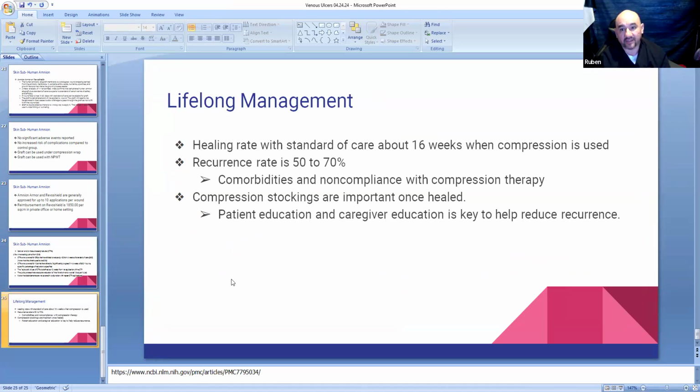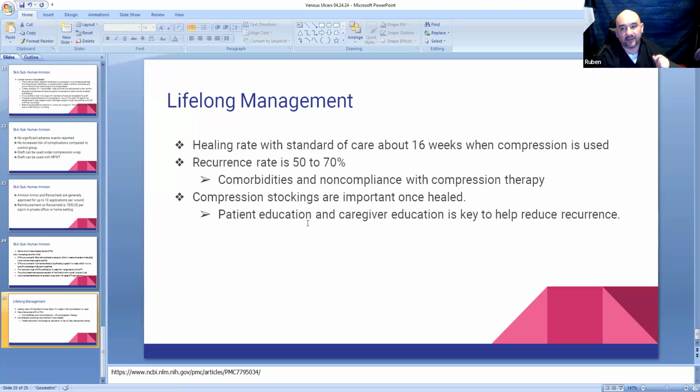it takes about 16 weeks when compression is used. I know it takes about 30-something weeks when there's nothing used, like no compression. So it takes twice as long for sure. But the recurrence rate is 50 to 70%. And a lot of times it's their comorbidities, the obesity, the lack of exercise, poor nutrition. They're not doing what they need to do. They're not wearing the wraps or the compression stockings. You just have to tell them, hey, you've got to put your stockings on once it's all healed up. Otherwise, they're going to swell again, and you're going to be back in the same boat.